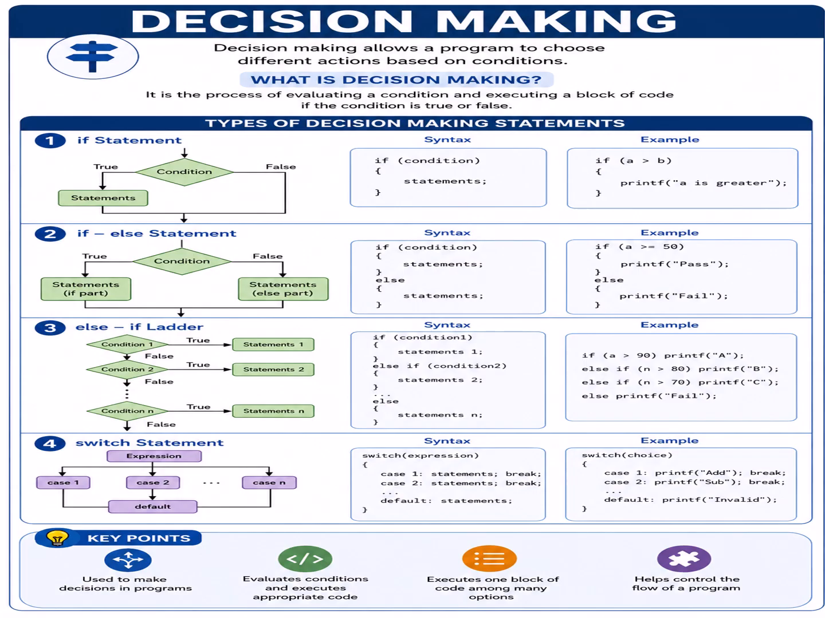These are all the decision making statements. The key notes: a decision making statement is used to make decisions in the program, evaluate the condition and execute the appropriate code. Mainly, decision making executes one block of code among many options. It mainly controls the flow of the program.